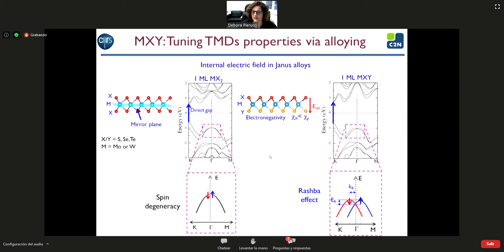Due to the fact that we have two different chalcogen atoms now, these chalcogen atoms have different electronegativity. That means that we have in this system an internal electric field that breaks the mirror symmetry that we have in the monolayer system. And this breaking of the mirror symmetry allows removing the spin degeneracy of the band that we have at the gamma point, with a splitting of this band in opposite directions in the momentum space, what is called the Rashba effect. So this is very interesting for possible spintronic applications of these materials.